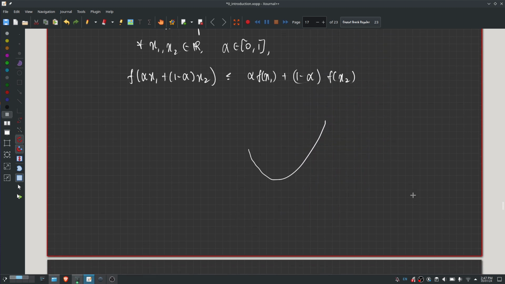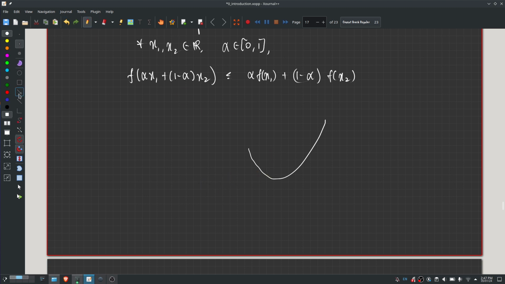Let me take this example here. Okay, so let me pick any 2 points. Let's say this is my x1, this is my x2. Okay, and correspondingly I have this here is f of x1, this is f of x2 along the y-axis. So what is alpha x1 plus 1 minus alpha x2? Where does it lie? Right, so it will lie somewhere in between x1 and x2. Do you all agree?